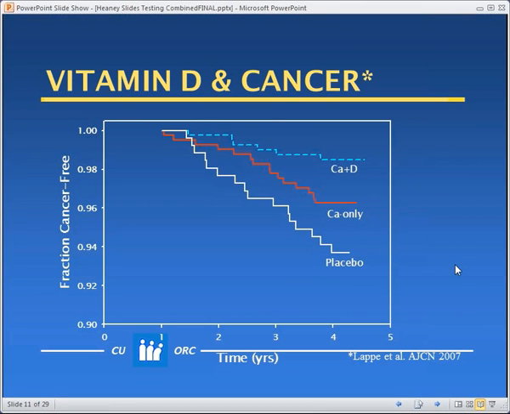Another study that Dr. Heaney himself was a major participant in at Creighton University was one that was done on vitamin D and cancer. And what you see here on this chart is over a 4-year period where they gave nothing to this placebo group down here. You can see that they had a lower cancer-free rate, and up at the top, the calcium plus D had a bigger effect. There was actually a 77% reduction in the incidence of all cancers as a result of getting vitamin D over that 4-year period.